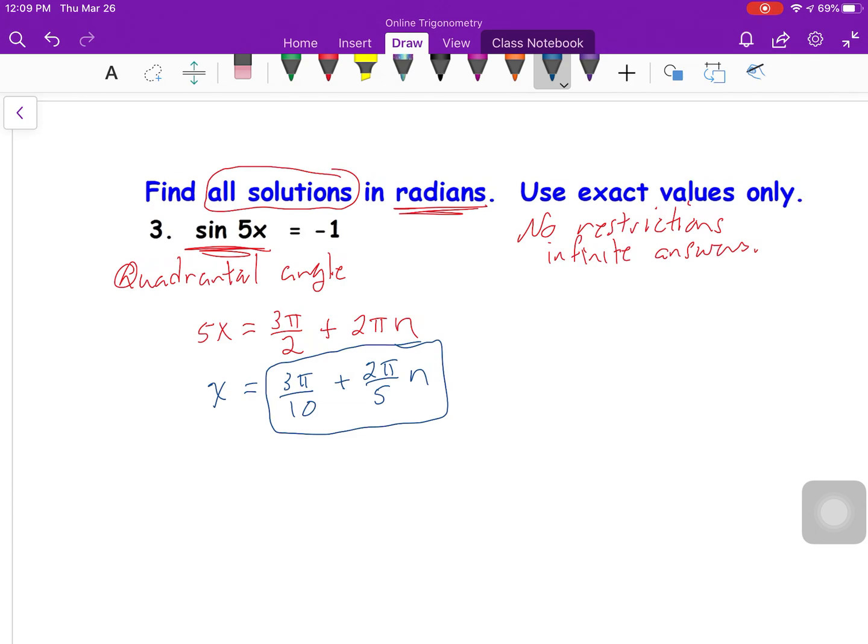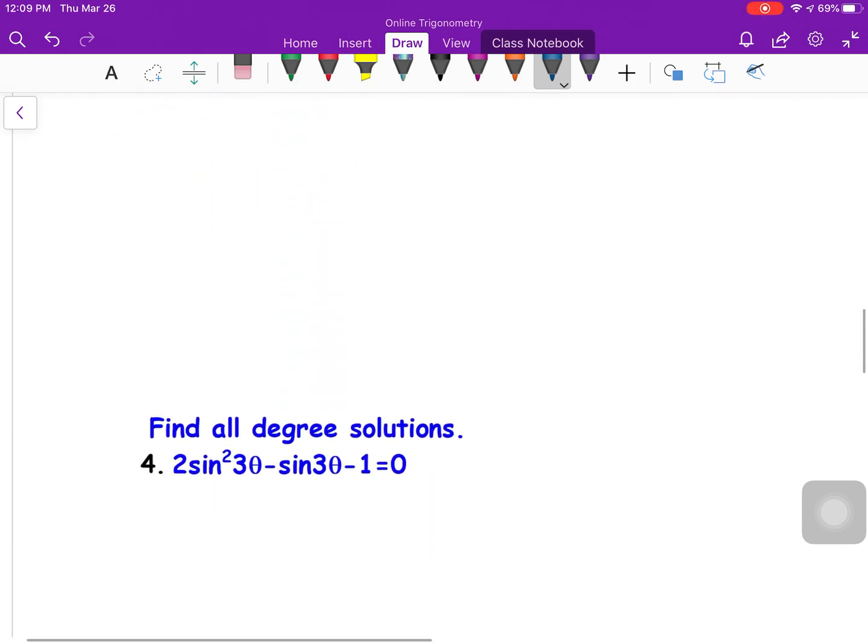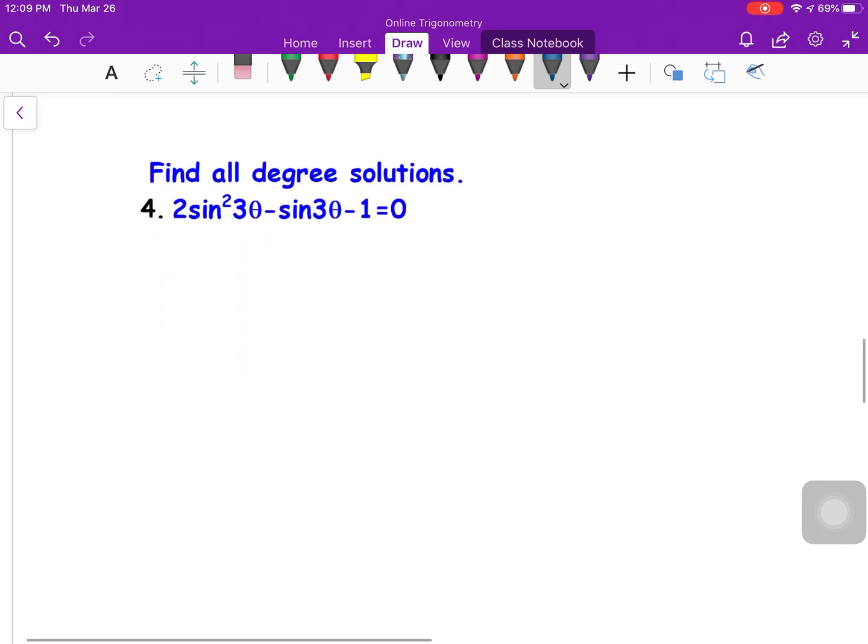So when it doesn't give us a restriction, a certain number of rotations, you'll always have something added on the end that has a variable in it. The variable can't be the same variable that's in the problem. It's usually an n or a k, and it stands for the number of rotations that have been gone through. Let's try another of these.